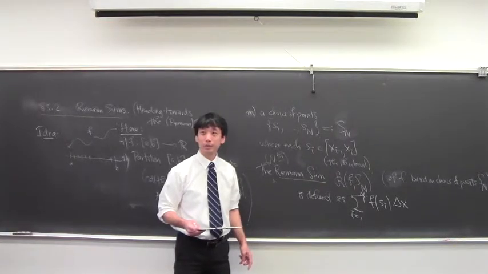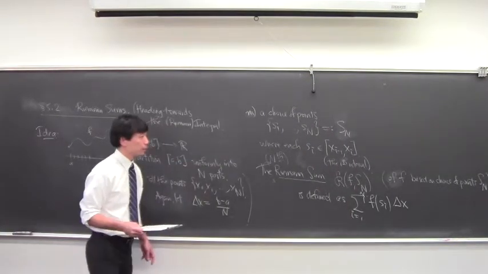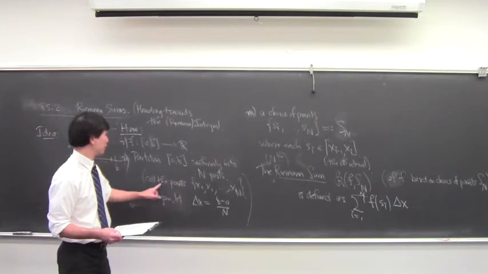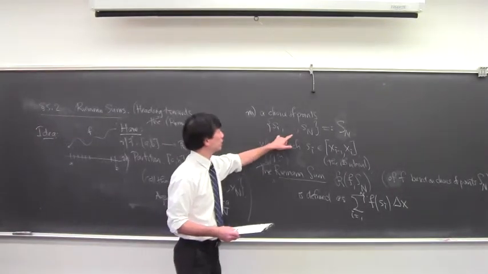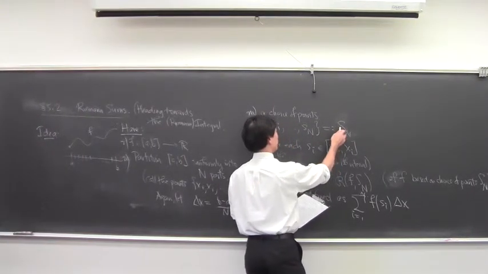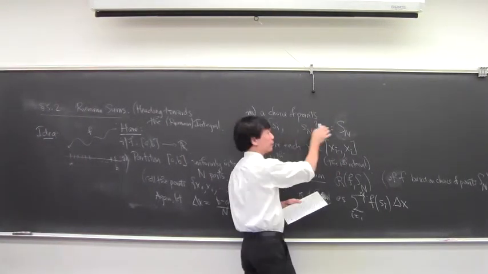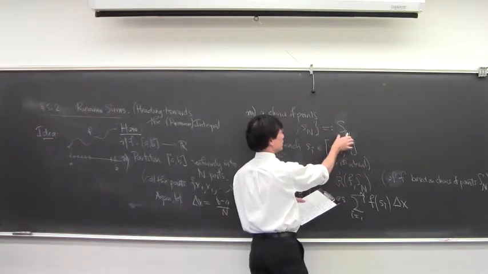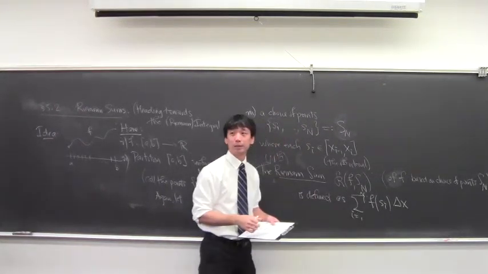Caitlin? Write the little choice of points on the third part. What is that, like equal sign with the colon? Oh, this means S_n is defined as the set here. We're going to call this set the choice of points S_n.